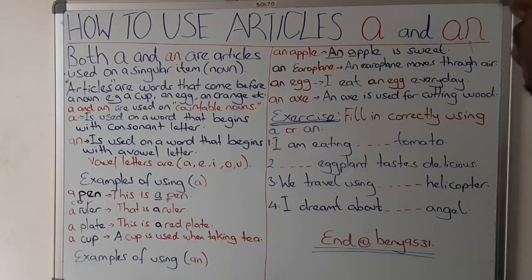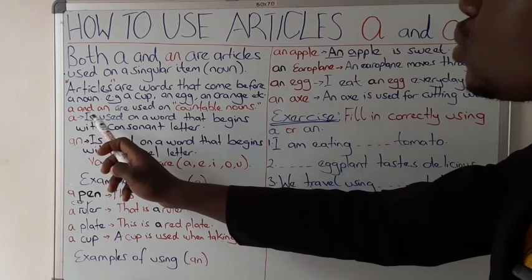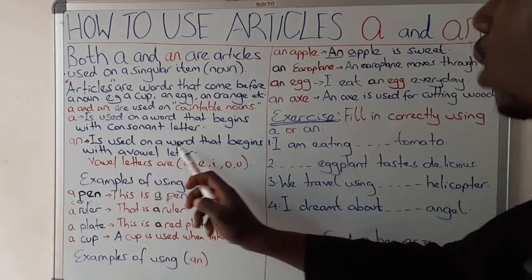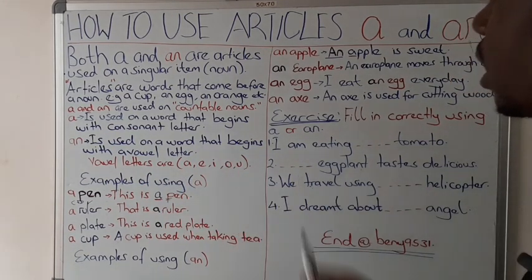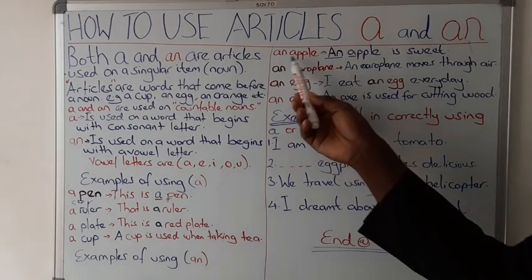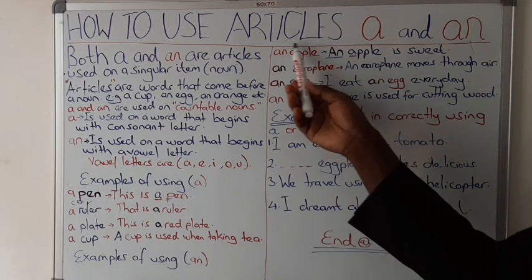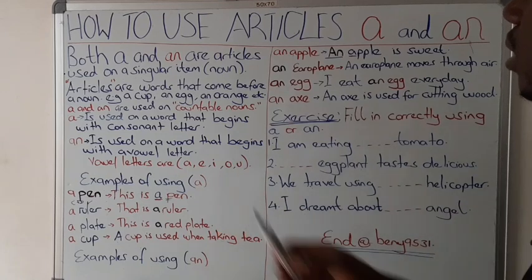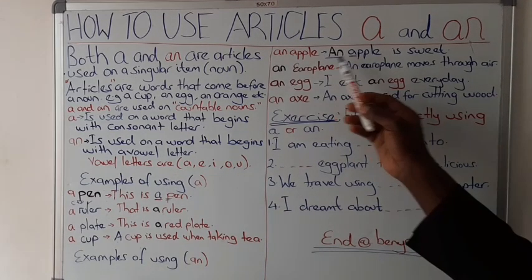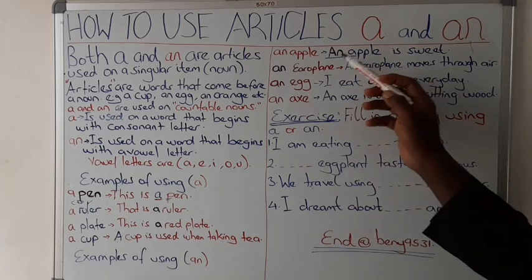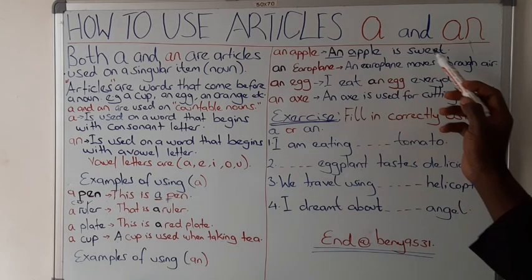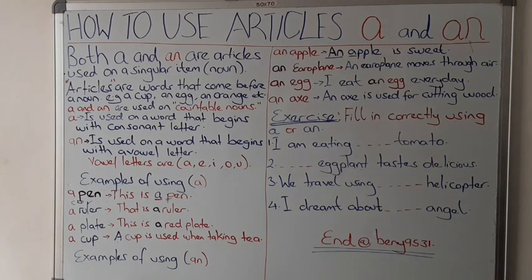Examples of using article an. Let's see. Remember we said an is used on a word that begins with a vowel letter. So if you see a word starting with these letters, you use an. An example, an apple. Apple starts with letter A, and A follows under the vowel letters. So we're going to say an apple. For example, an apple is sweet. Hope we are together.